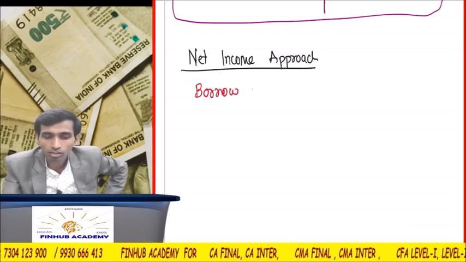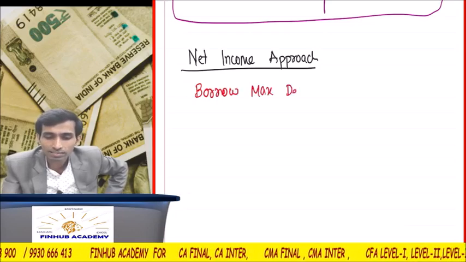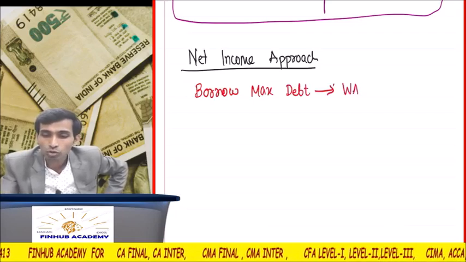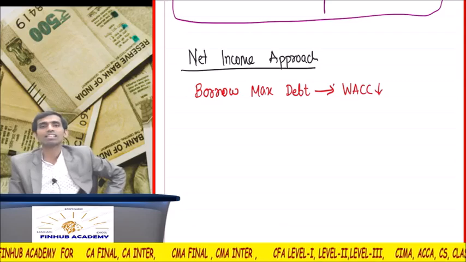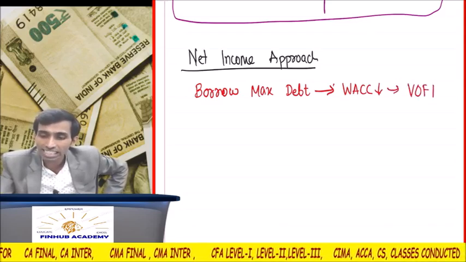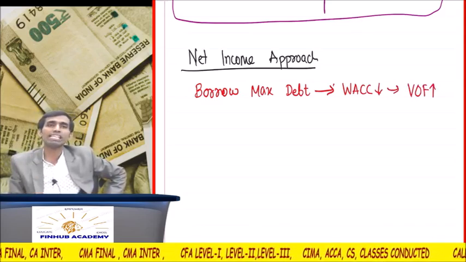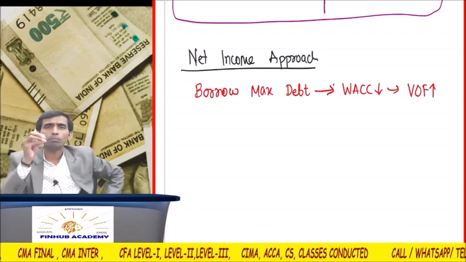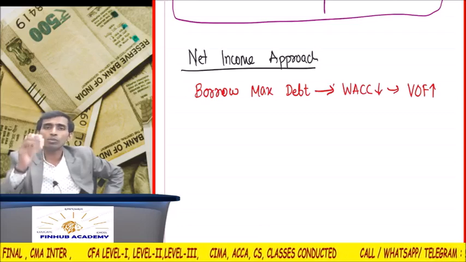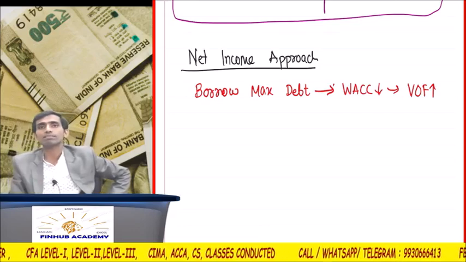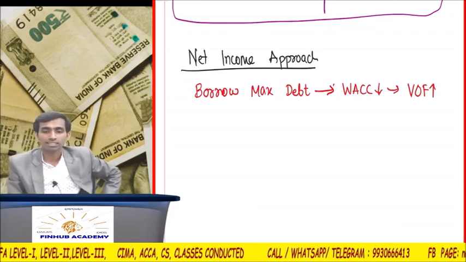Please write: borrow maximum debt. WACC should go down, which means minimize the WACC, and hence the value of the firm should increase. Please understand, this is a very short shortcut to understand. Borrow so much that your WACC is minimized and the value of the firm is increased. Correct?